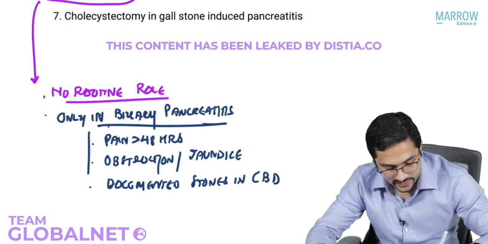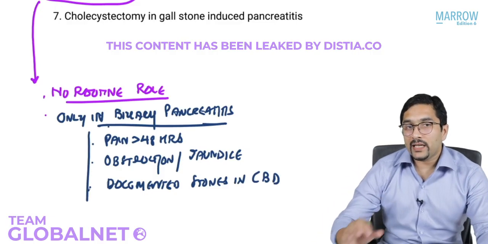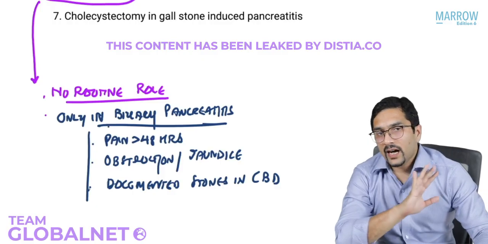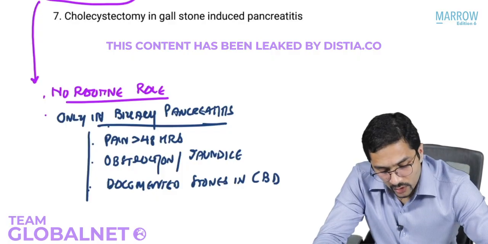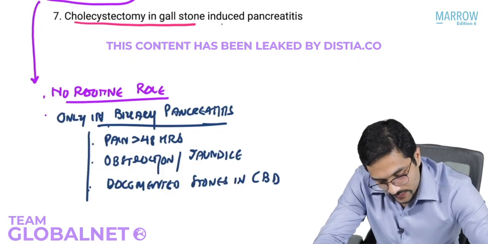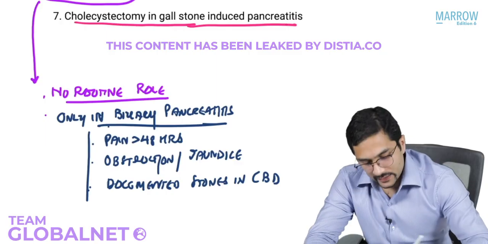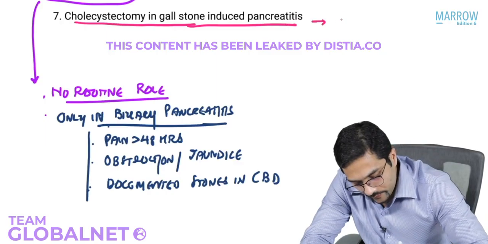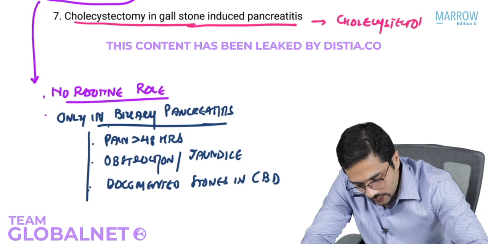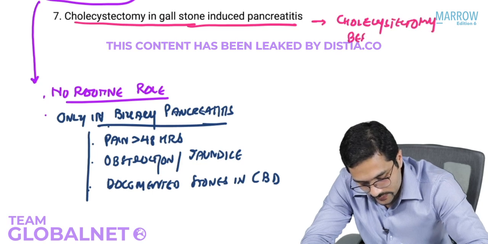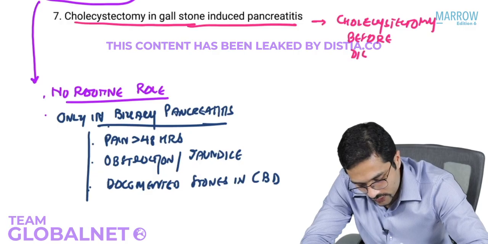These are the patients where we need to carry out an ERCP in biliary pancreatitis. Otherwise, routine patients don't require ERCP. Also, any patient who's admitted with gallstone-induced pancreatitis, cholecystectomy should be done before discharge. This is very important. Cholecystectomy should be done before discharge.